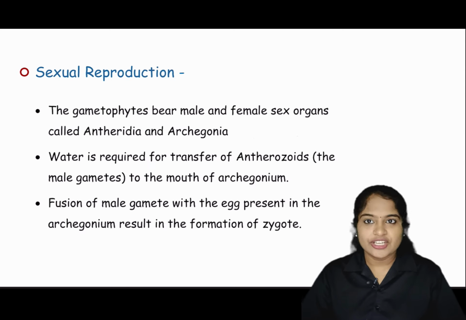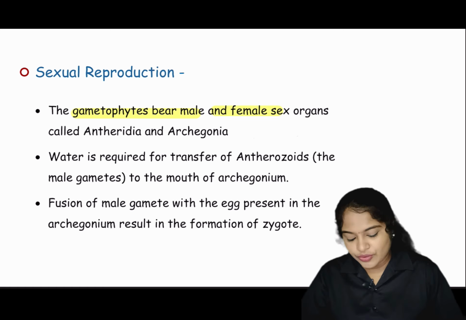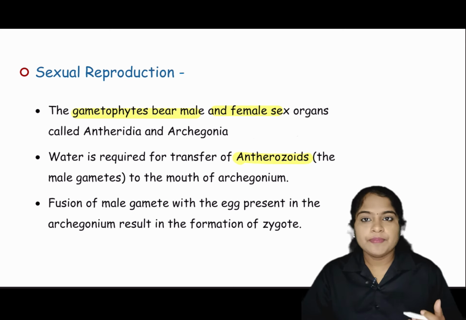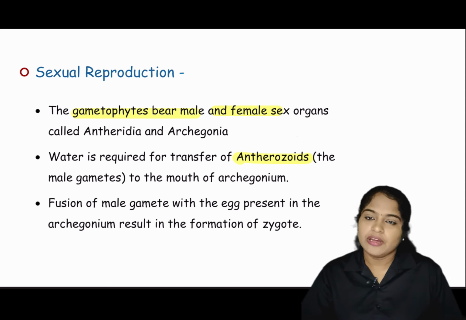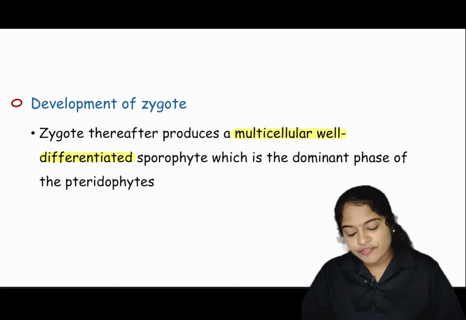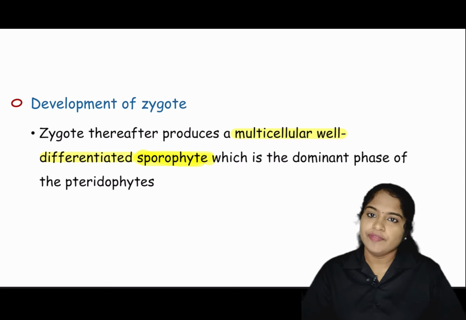Now moving on to sexual reproduction. Gametophytes bear both male and female sex organs, that is antheridium and archegonium. Water is required for the transfer of antherozoids towards the archegonium. And the egg present in the archegonium will fuse with the antherozoid and it leads to the production of the zygote. After zygote formation, it produces a multicellular, well-differentiated sporophyte. This sporophyte is the dominant phase of pteridophytes.